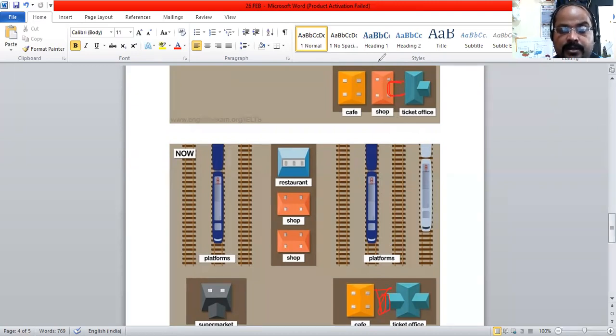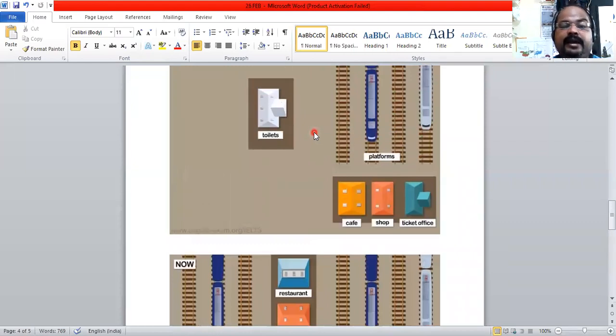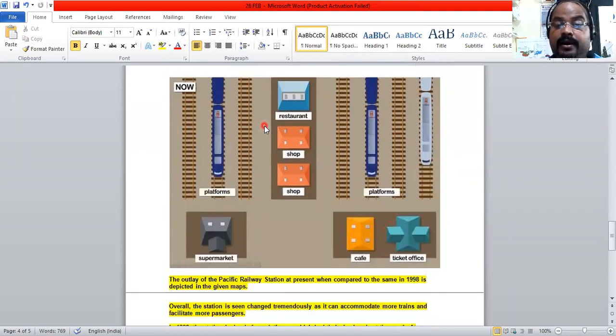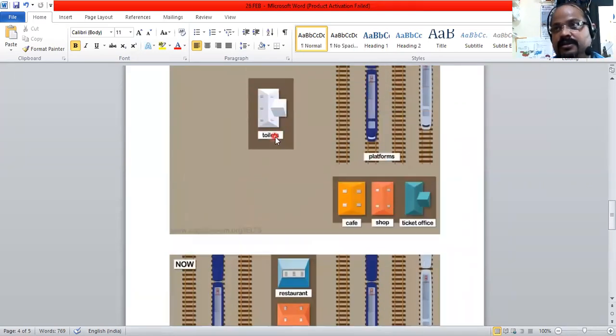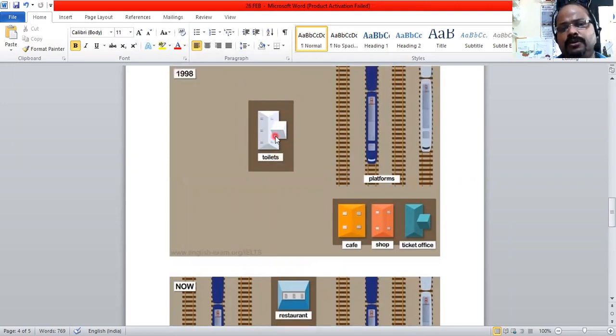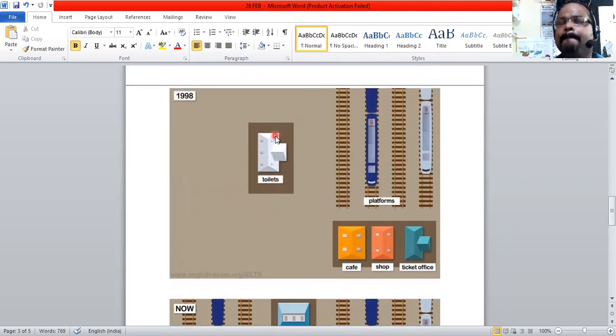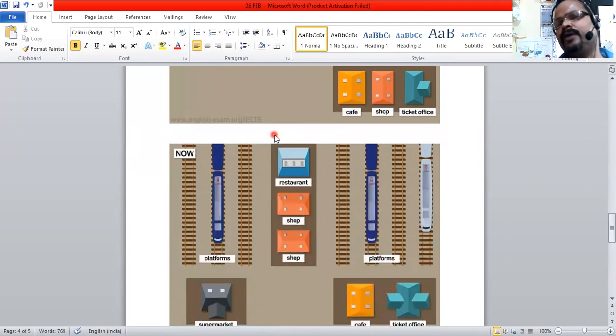So here we can see some changes. One more thing that we can see is the toilet facilities, which were there in 1998 and are not there at present, and it's not a big problem actually. If you want to mention the toilet facilities in the first paragraph, mention it because it is there as an establishment. But at present, you don't have such a thing. So it's not mandatory to say that it is not there, it is not seen.